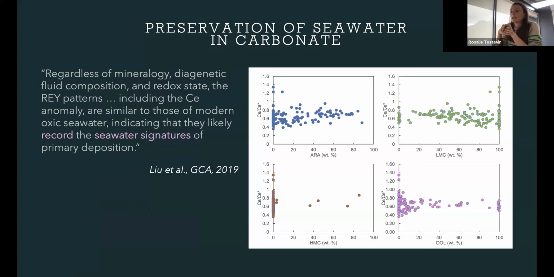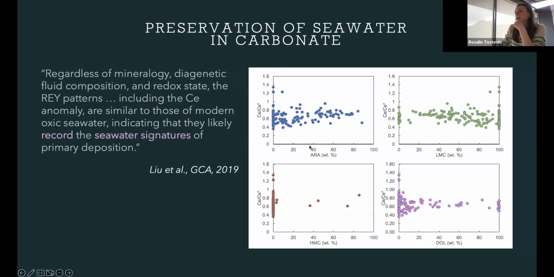There's more recent data from Liu in GCA 2019, looking at the Bahamas, where there's been a lot of interest recently in quantifying how geochemical proxies are impacted by diagenesis under various conditions. So they have pretty well-constrained overprints there linked to meteoric and marine burial diagenesis. And what they found is that regardless of the mineralogy, the diagenetic fluid composition, and the redox state, the rare earth element patterns, including the cerium anomaly, are similar to those of modern oxic seawater, indicating they likely record the seawater signatures of primary deposition.